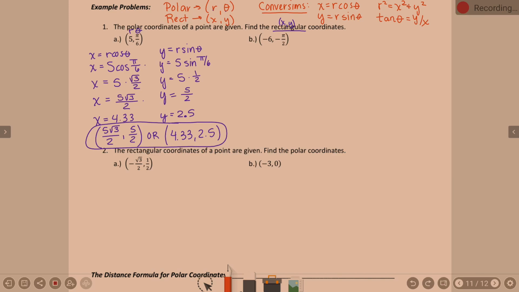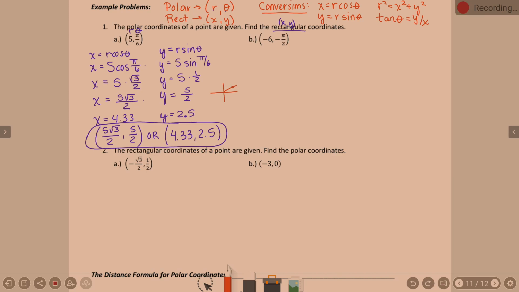You can do a quick check. Does this logically make sense? Where would pi over 6 or 5 comma pi over 6 be? Pi over 6 would be where? Quadrant 1, yes.